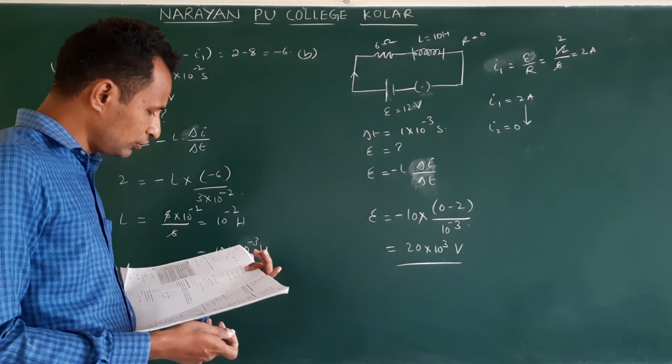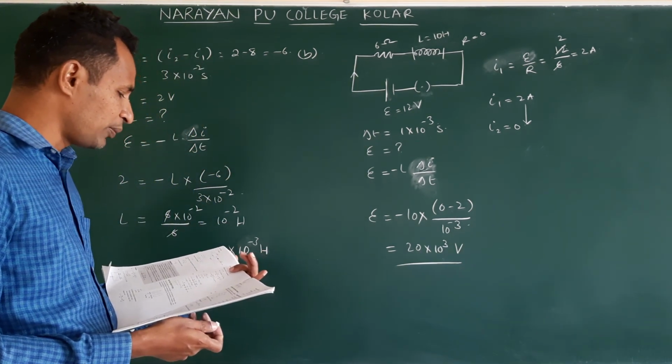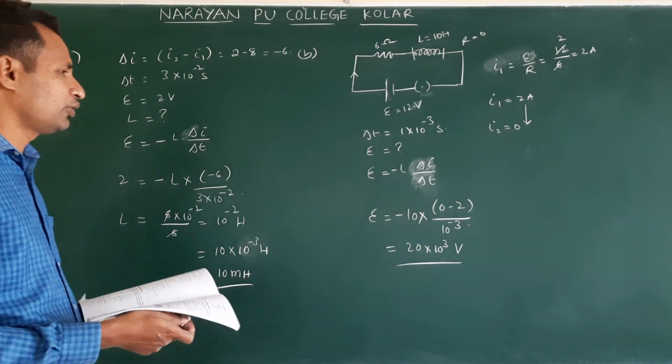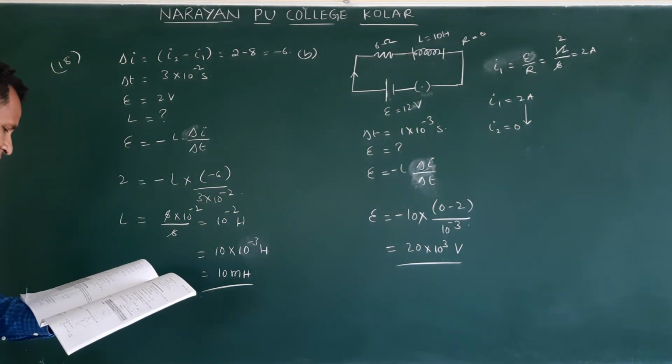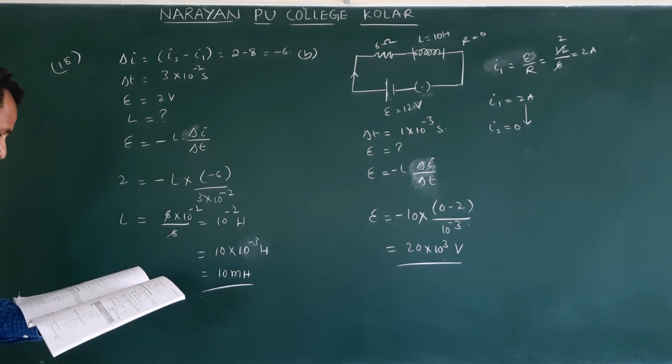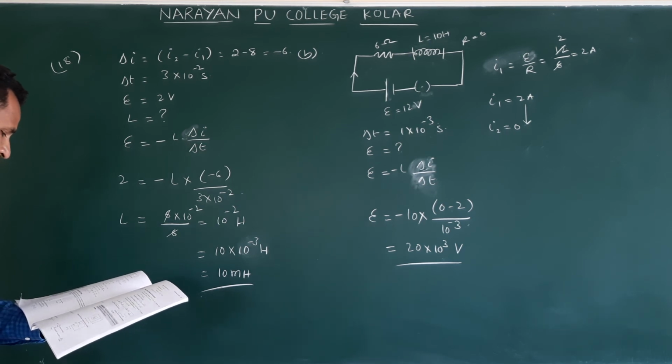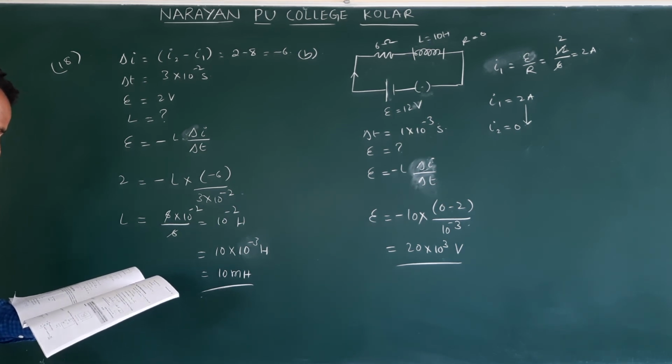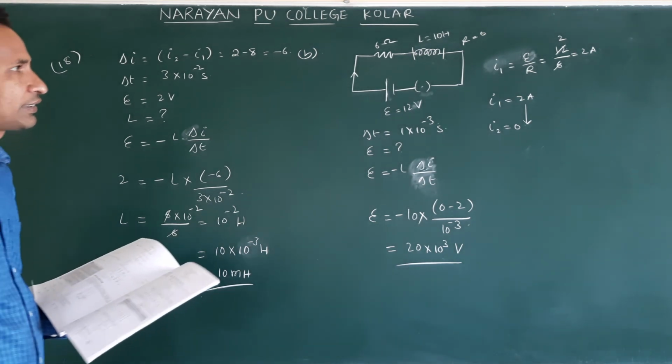Yeah, 20 into 10 power 4 or 20 into 10 power 3. Next question. The equivalent inductance of two inductors is 2.4 H when connected in parallel, and 10 H when connected in series. What is the value of inductance of the individual inductors?